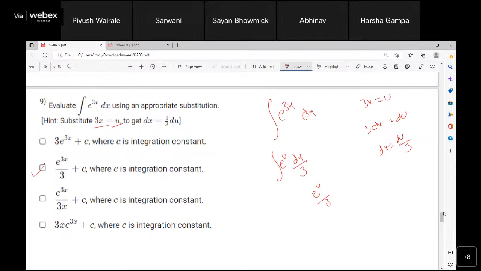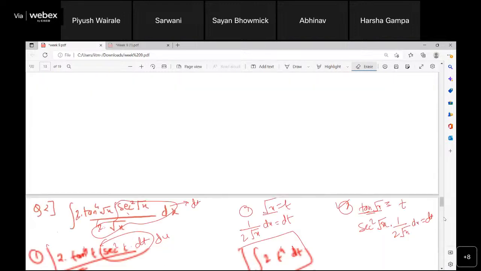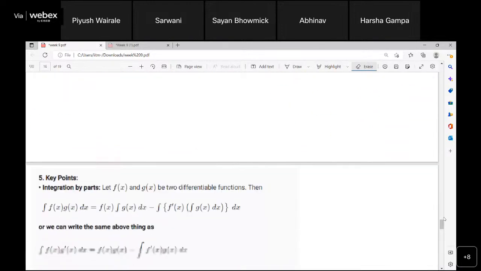Because 3 dx equals du. But here we have dx only, right? So instead of dx, I can put du by 3. Or you can multiply by 3, and instead of 3 dx, you can put du. Same thing. So you just need to think about which substitution you have to use in this case. That's it. And for the integration, you should know standard integrals.